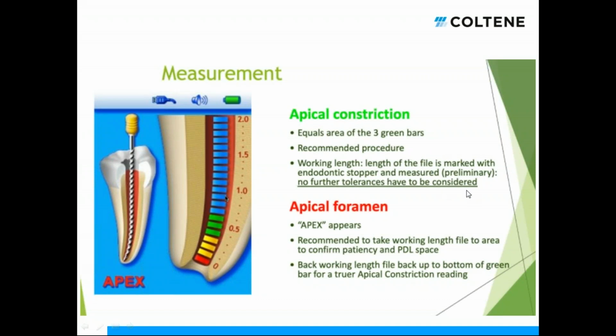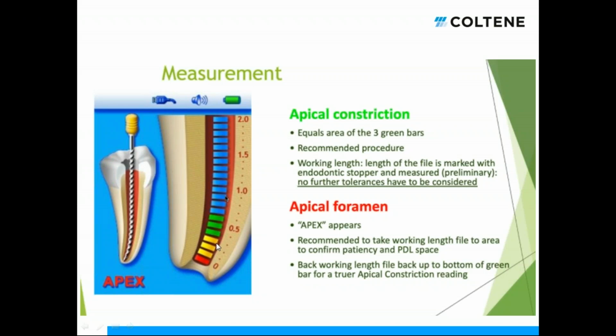So the working length again is, the apical constriction is marked by these three green bars here. And then the apical foramen is on that third green bar. Is that right, Meredith? Yes, it would start the first yellow bar. Correct. Start the first yellow bar.